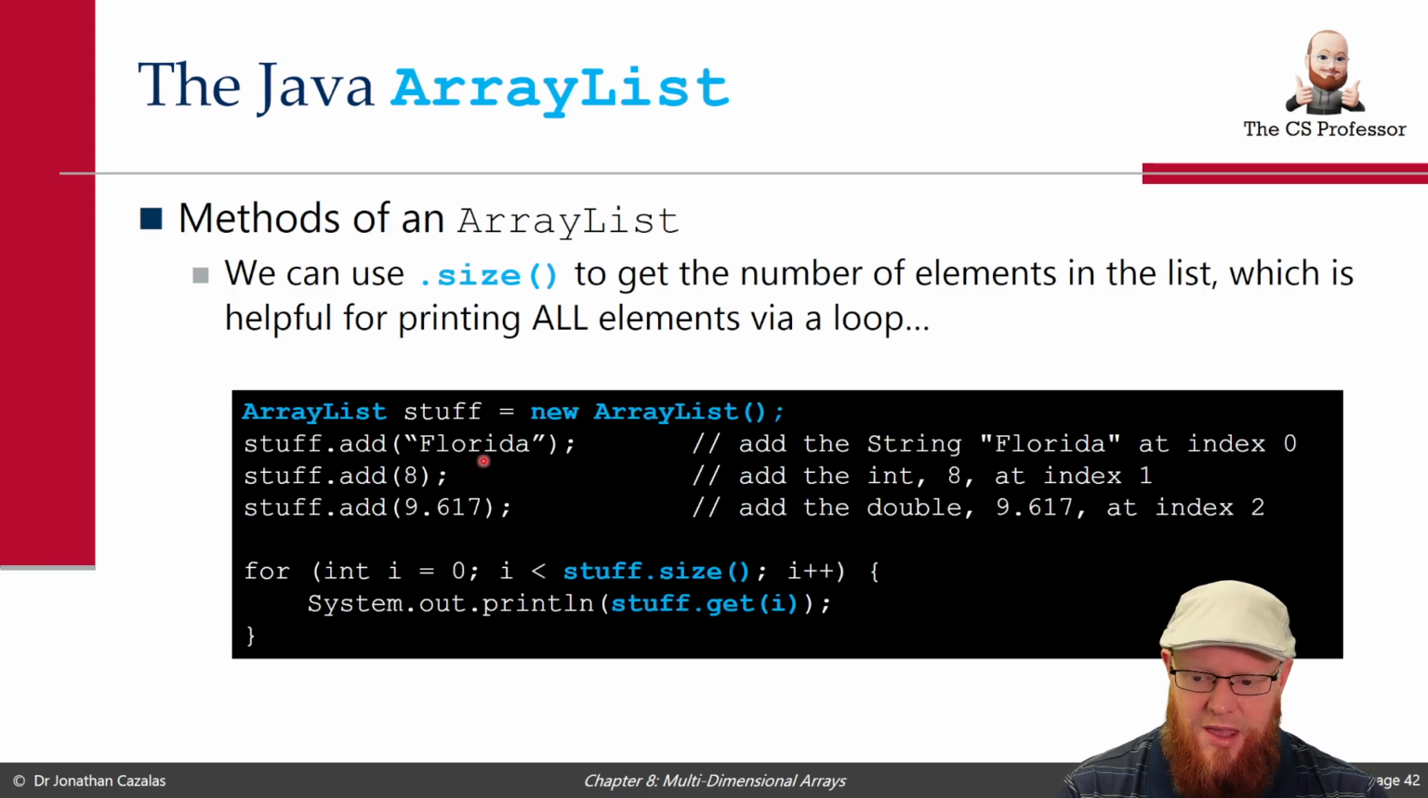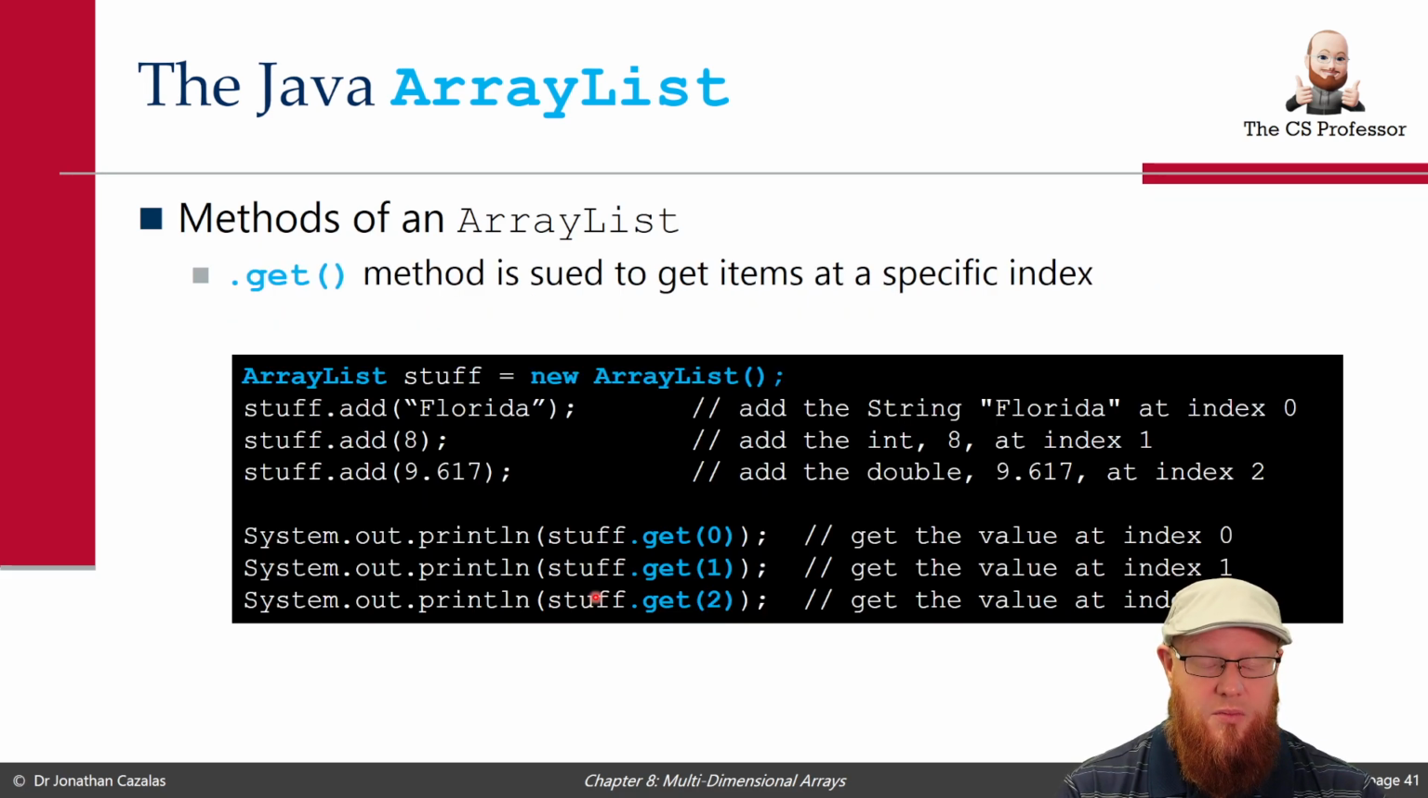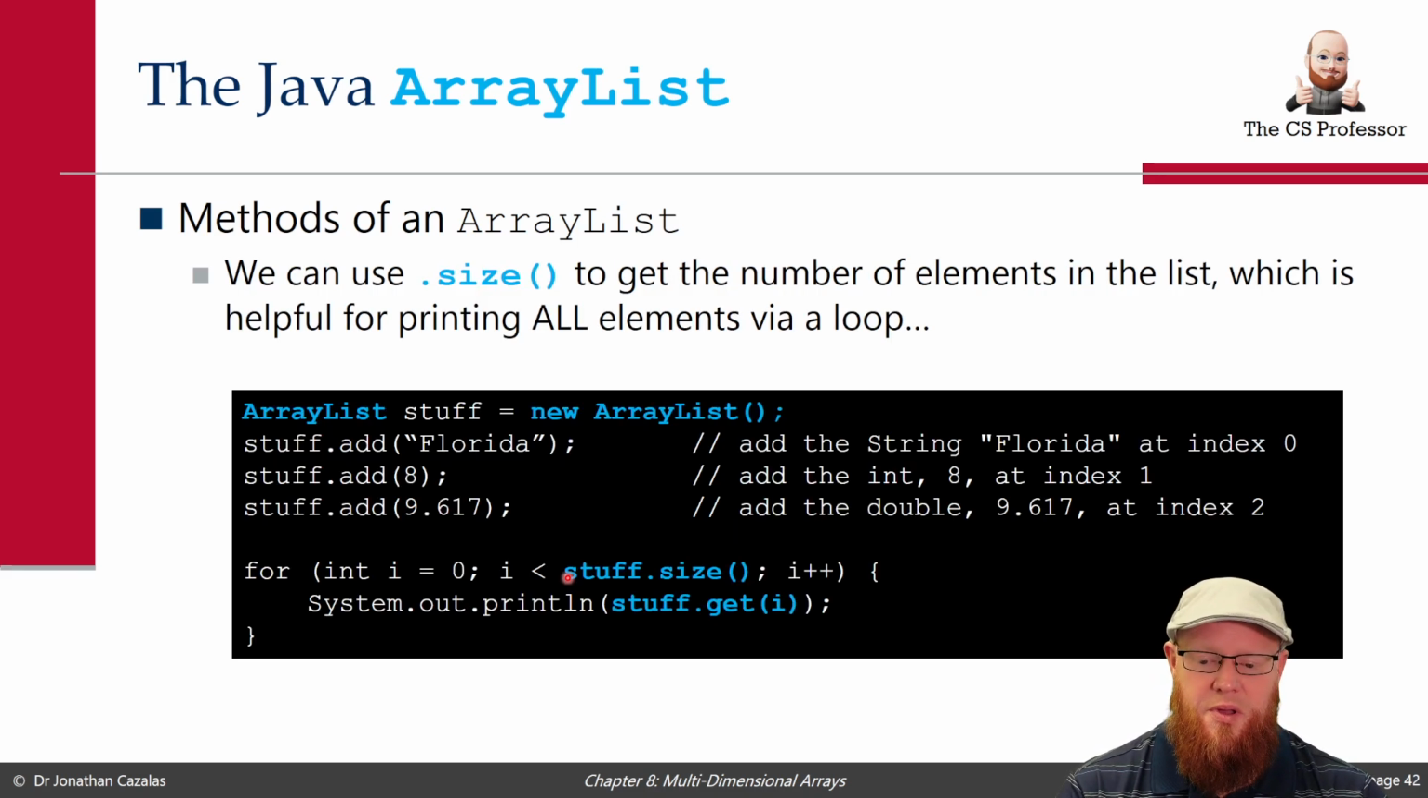So we have the same things we've added to that array, but now instead of getting them one at a time and explicitly typing the index we want to get, here notice I use a loop. I say let's loop from i equals 0 to i less than stuff.size. And what do we want to print at every iteration of the loop?